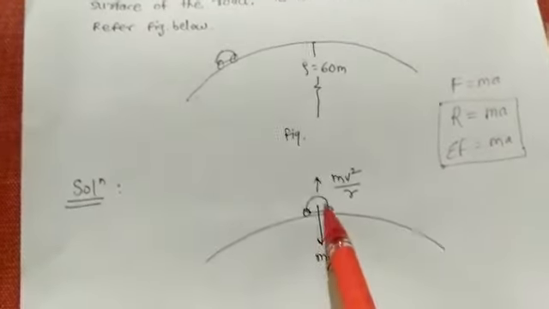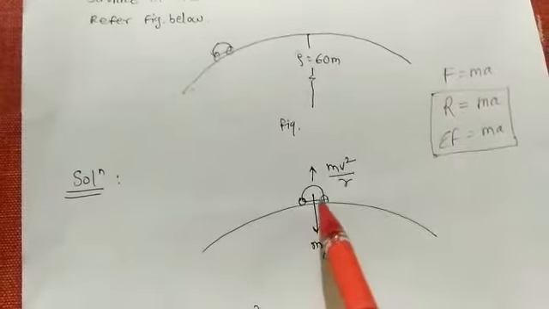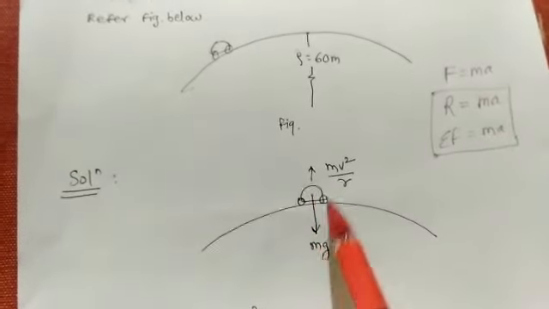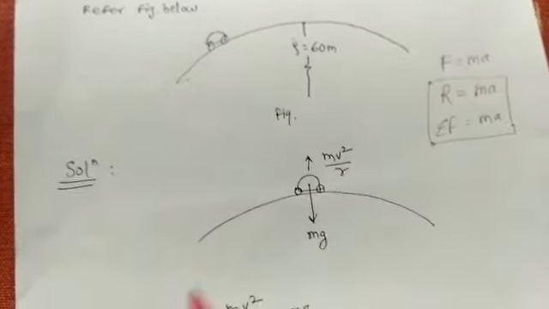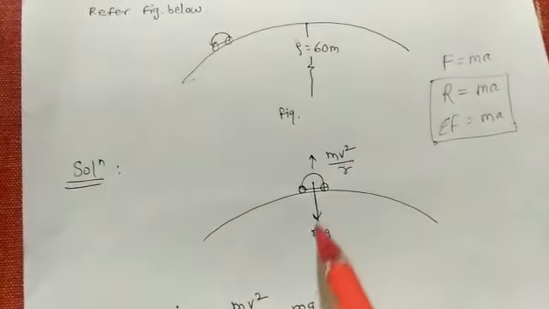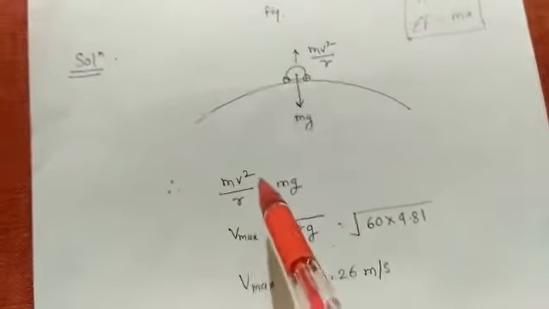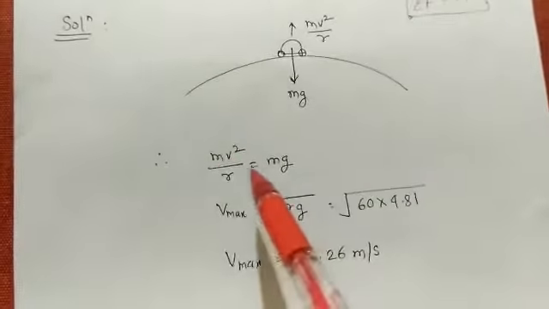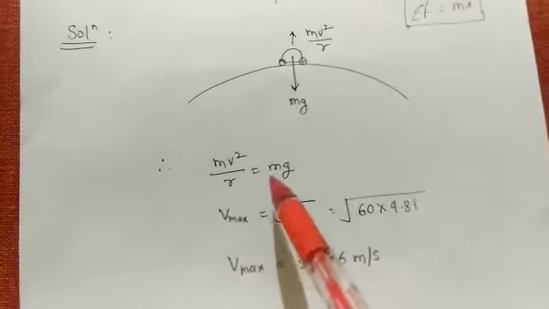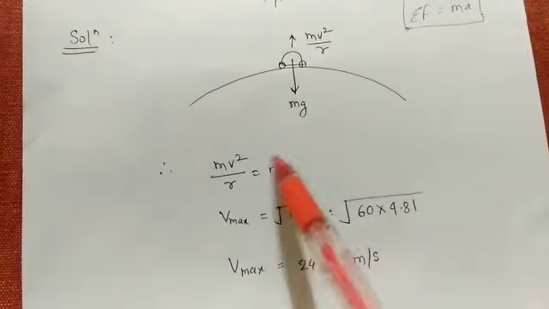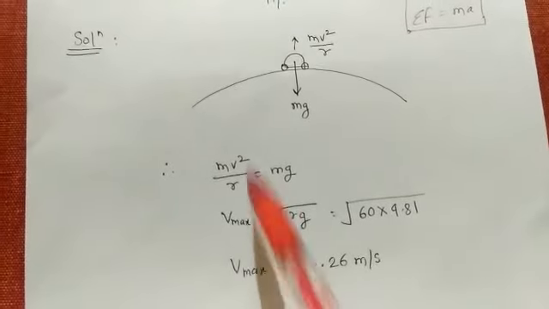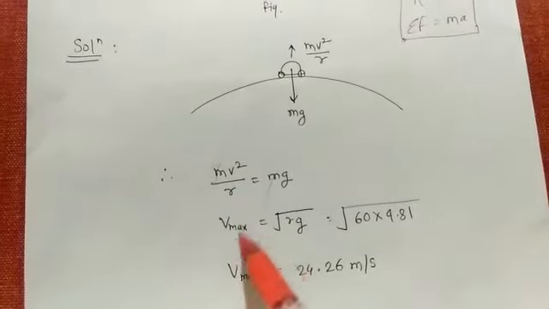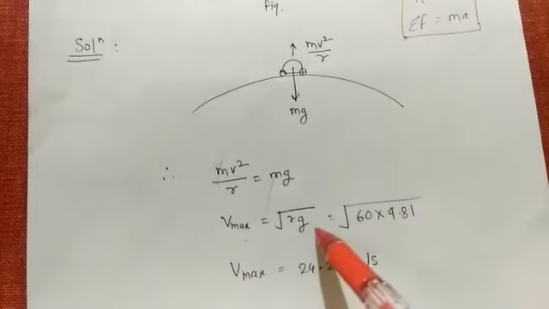Now, when it is at the top, you can see the weight of the car is balanced by the force mv square upon r. So these two forces are equal in equilibrium. So simply, therefore, mv square upon r equal to the weight of the car, mg. So here m gets cancelled, and V max equal to under root of Rg.